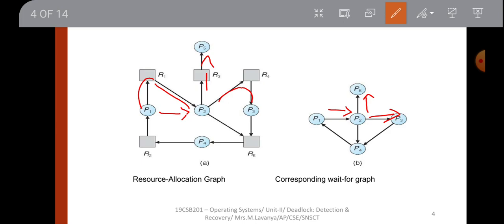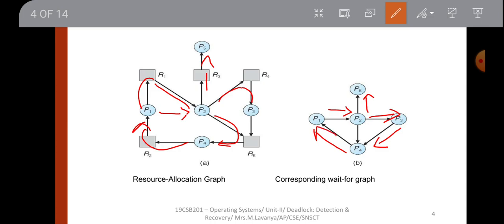And here P3 is requesting the resource R6, whereas the resource is held by P4. So I am directly giving the edge of P3 to P4. Then P4 is requesting R2, and R2 is held by process P1. So it is indicated as P4 to P1.